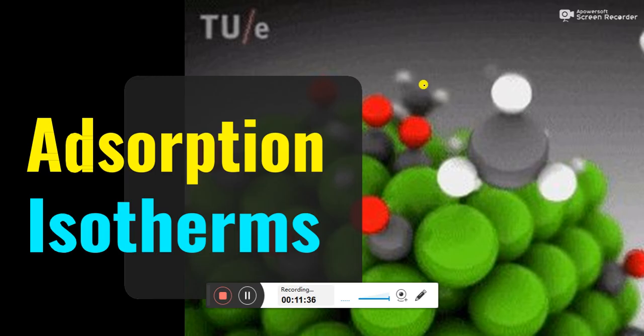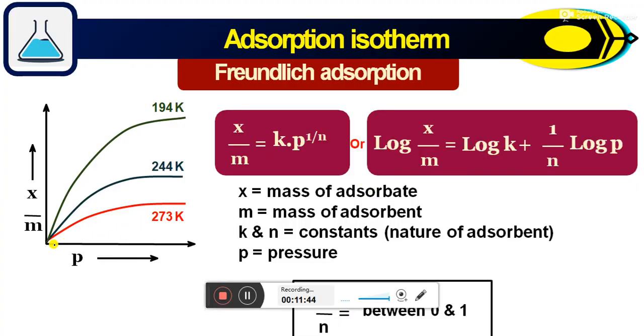Next one is the adsorption isotherm. What is isotherm, students? Remember, isotherm means constant temperature, so adsorption happens at constant temperature. Here x stands for the mass of the gas adsorbed, and m stands for the mass of the adsorbent, which is a solid. K and n are constants that depend upon the nature of the gas. P stands for pressure. The 1 by n value lies between 0 and 1.